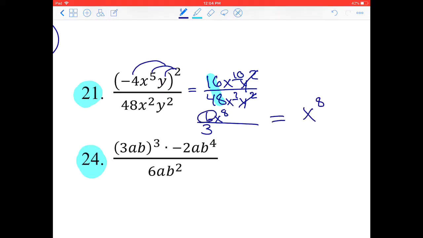Remember, you don't need to write the 1. I mean, it's not important. But if you do, it's okay.